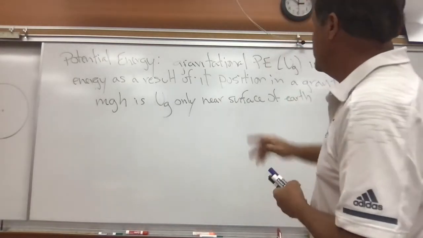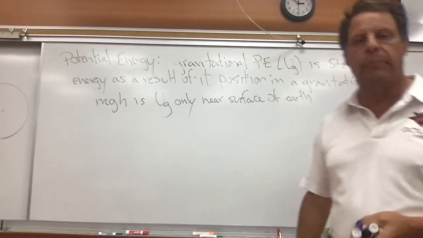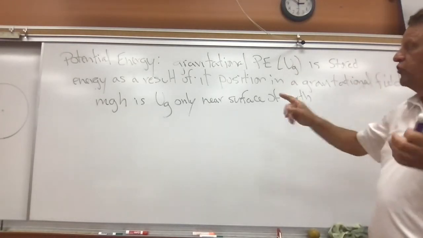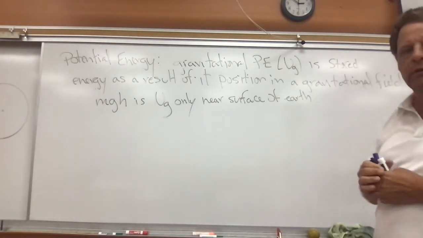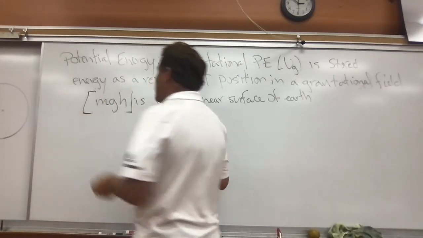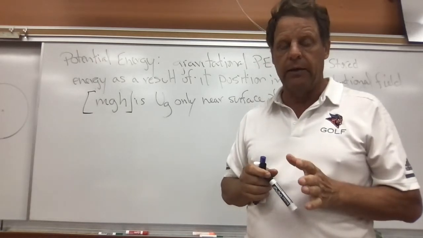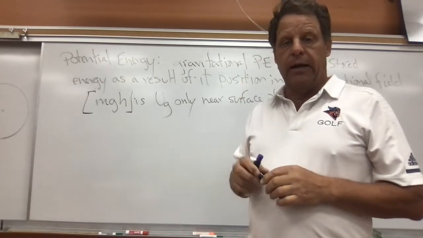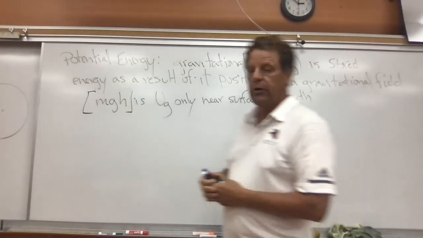So potential energy, at least gravitational potential energy. Remember, we're going to use this capital U sub G. Gravitational potential energy is stored energy as a result of its position in a gravitational field. Now, up until this point, we used MGH to define that. And we will go back to that here in a minute. But what is a gravitational field?